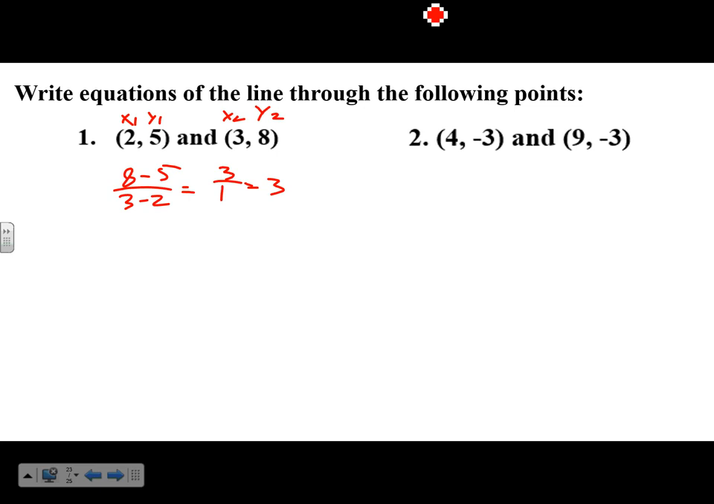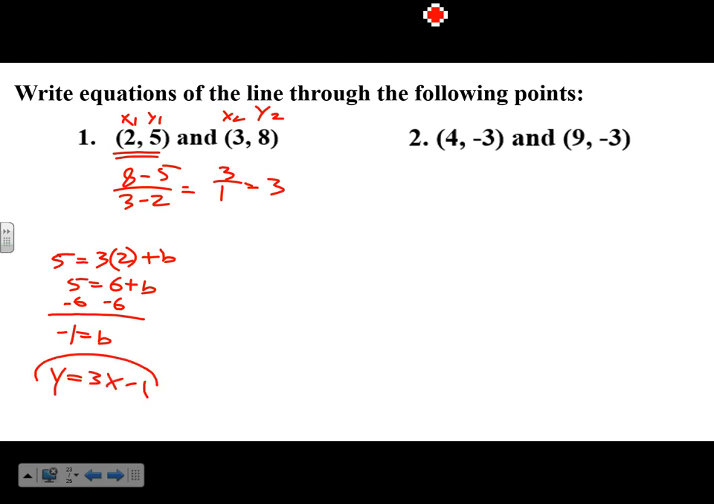So again, if you use this point now, 5 is equal to my slope, 3, times 2 is the x, plus b. So 5 is equal to 6 plus b. You subtract 6, that is negative 1 is equal to b. So y is equal to 3x minus 1. That's one way to do it.